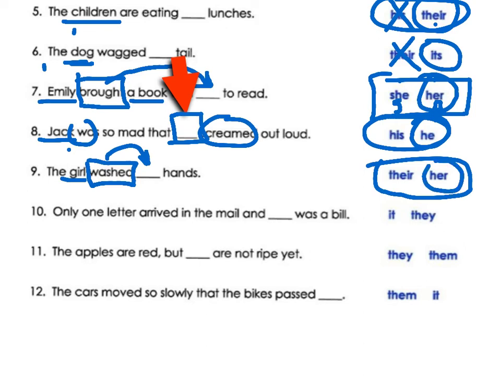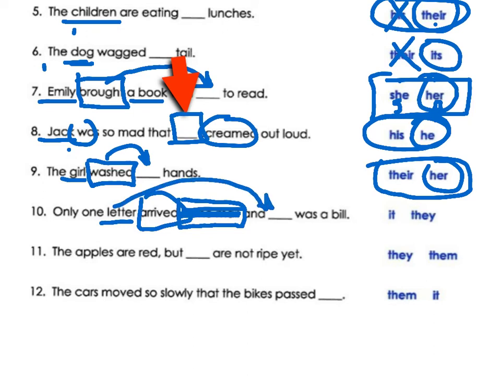Number 10, only one letter arrived in the mail and blank was a bill. What do we have as far as nouns go? We've got a letter. In the mail, when you come across a prepositional phrase in the sentence, just cross it out because it will confuse you. Only one letter arrived and blank was a bill. So arrived is the verb. You're going to have an object pronoun here. Normally, in this case, you've got a verb here, was, so you need to have a subject pronoun before it.